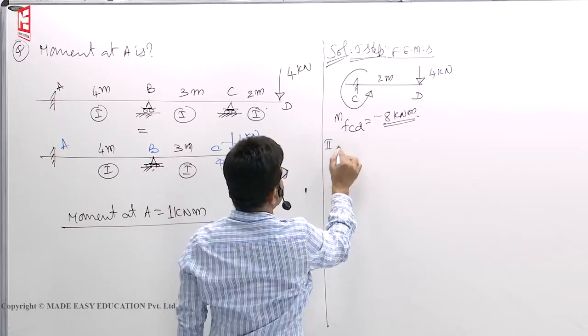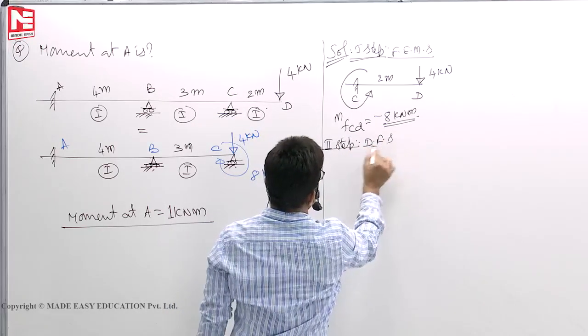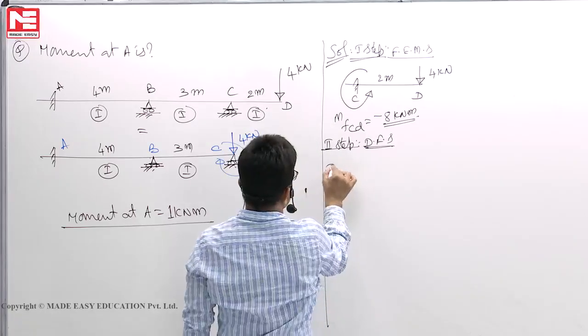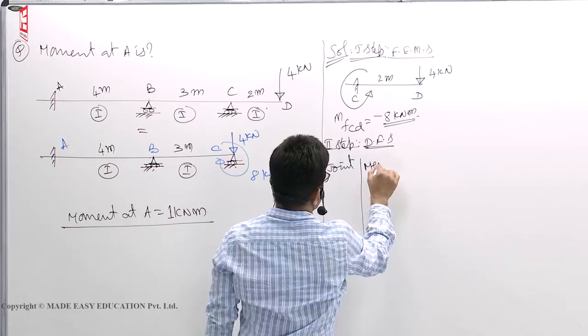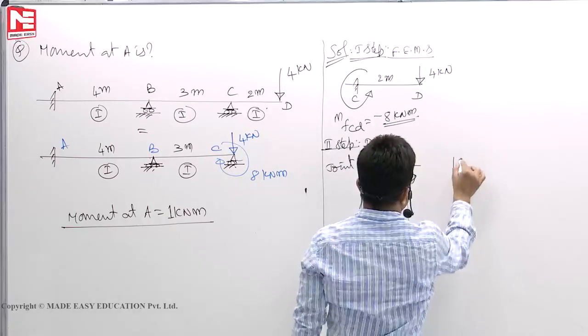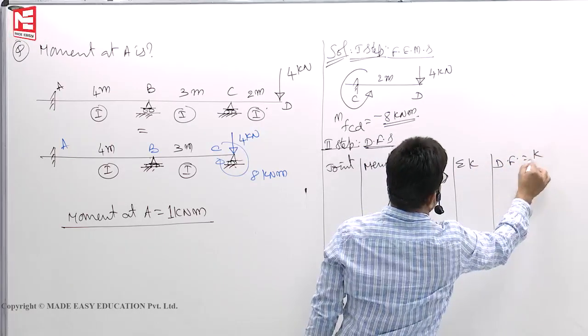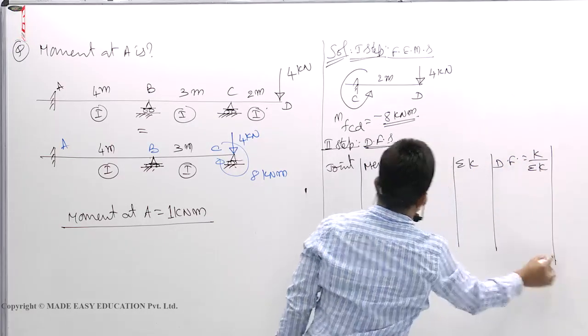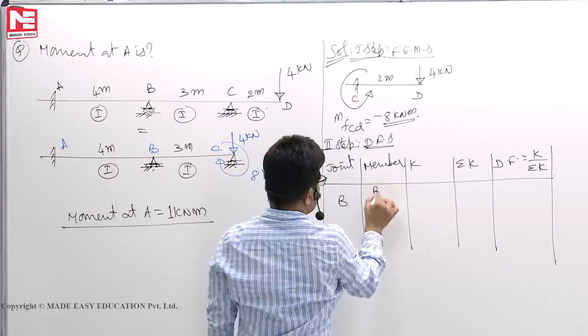Then second step, distribution factors, joint, member, K, sigma K. Distribution factors are K by sigma K. This is what I told you, why 0.5. So, only one member, one joint you have to take.